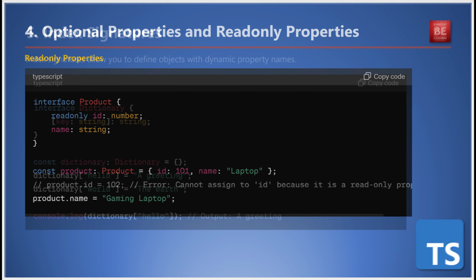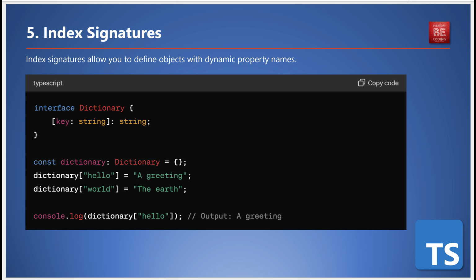Finally, index signatures in TypeScript add another layer of flexibility, enabling objects with dynamic property names. This is particularly useful for dictionaries where keys and values can vary.